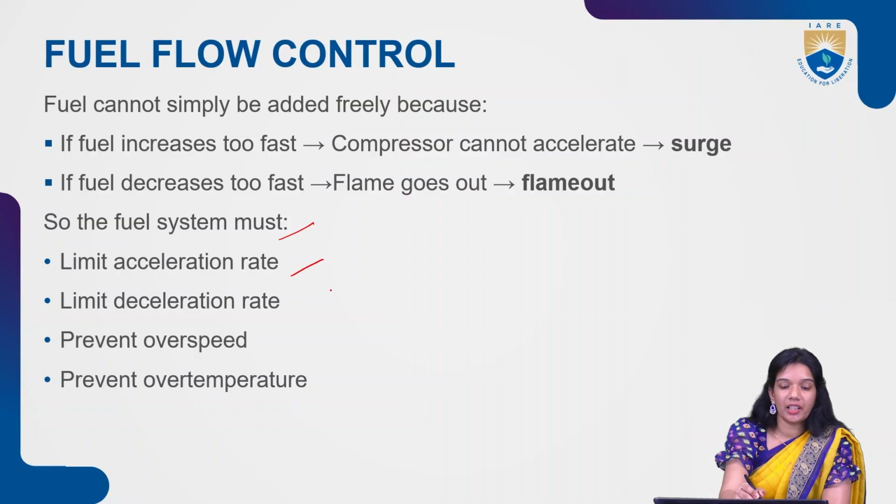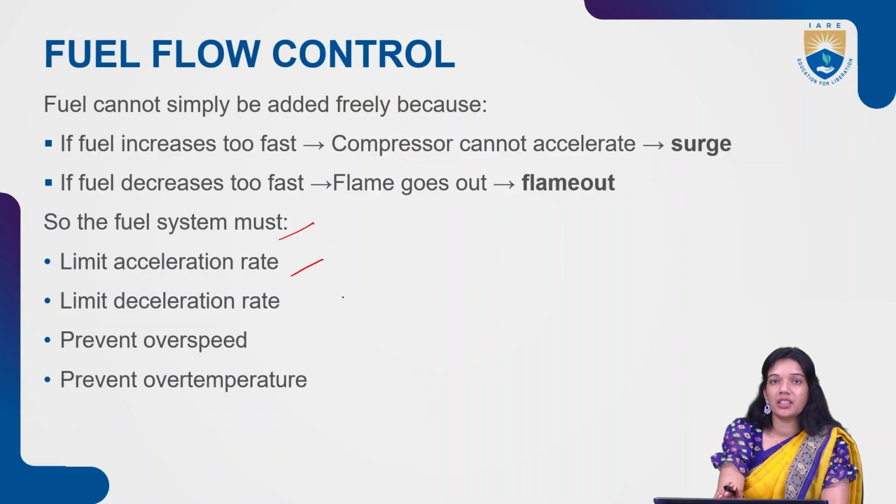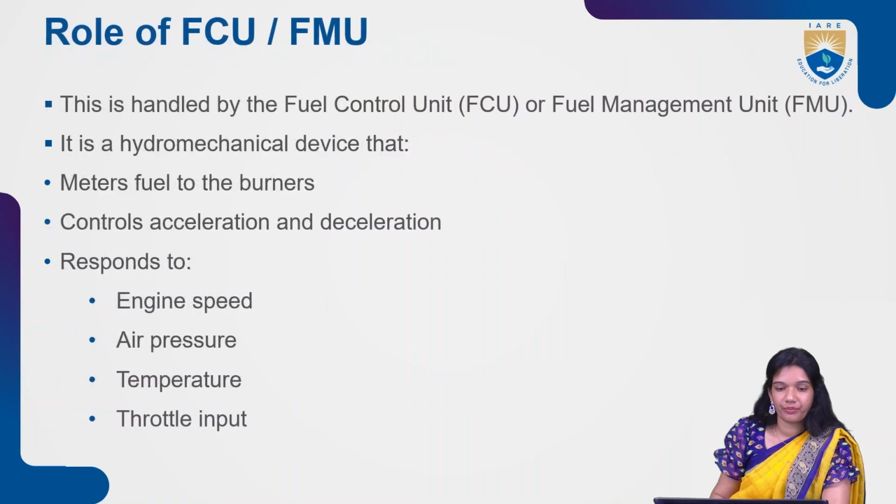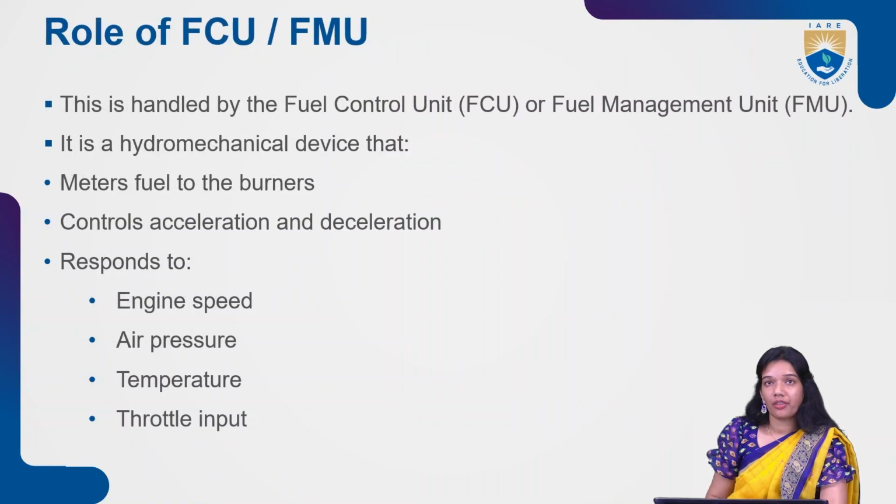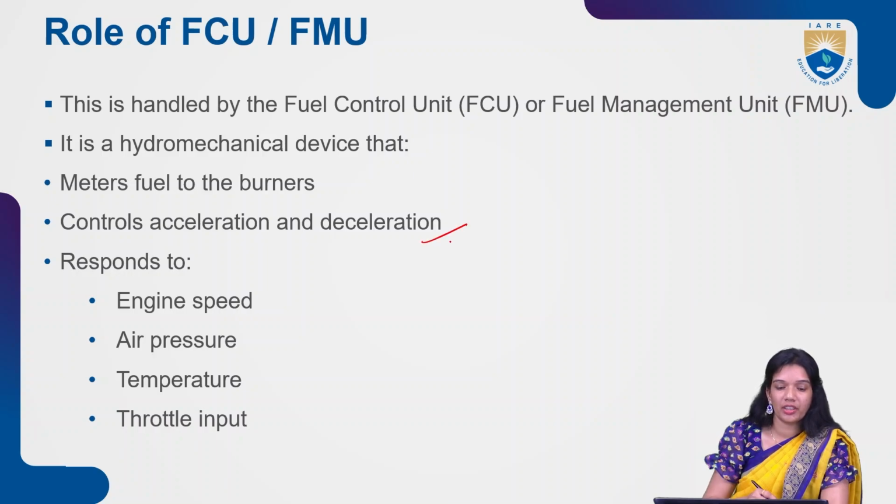It must limit the acceleration rate. It must limit the deceleration rate, the engine speeds, and engine temperatures. So in order to take control over it, we have something called the FCU, or fuel management unit, right. What the fuel control or fuel management unit does is, it is a hydromechanical device. It will meter the fuel to the burners. It will control the acceleration or deceleration, right. So all the problems that we have seen with respect to controlling the fuel flow are rectified by this particular unit, which is the FCU or FMU.